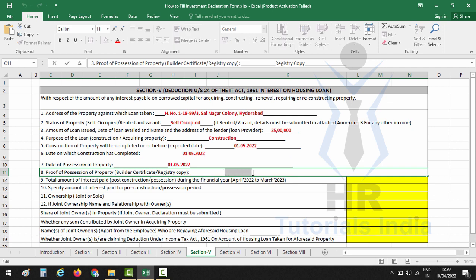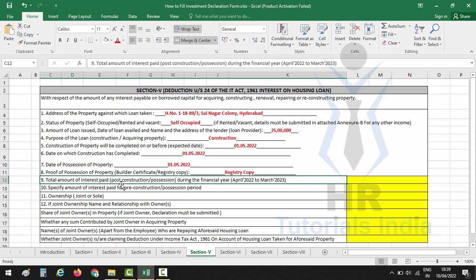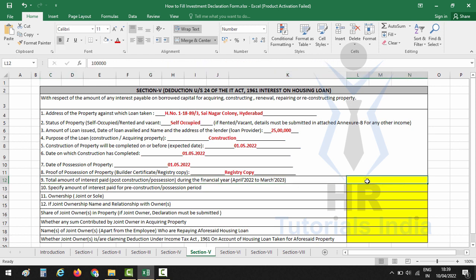Here the proof we need to submit is the registration copy. Total amount of interest paid post construction and possession during the financial year April 22-23. We need to declare the amount of interest paid for the construction or possession of the property, that is 1 lakh. Specify the amount of interest paid for the pre-construction possession period. It is 0. We need to declare whether the property is self or joint.